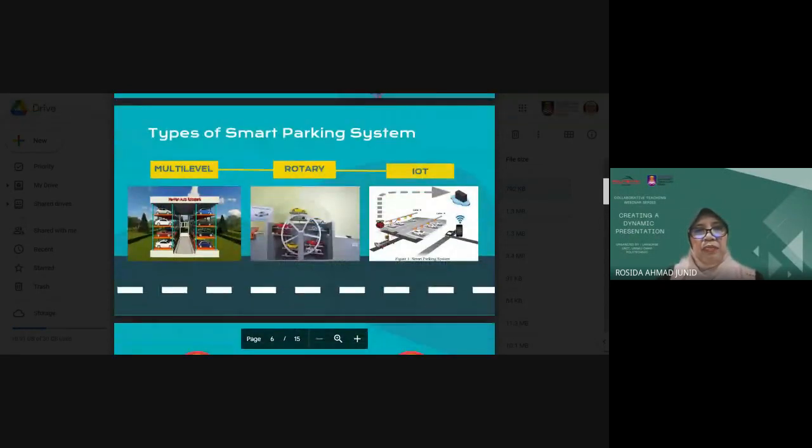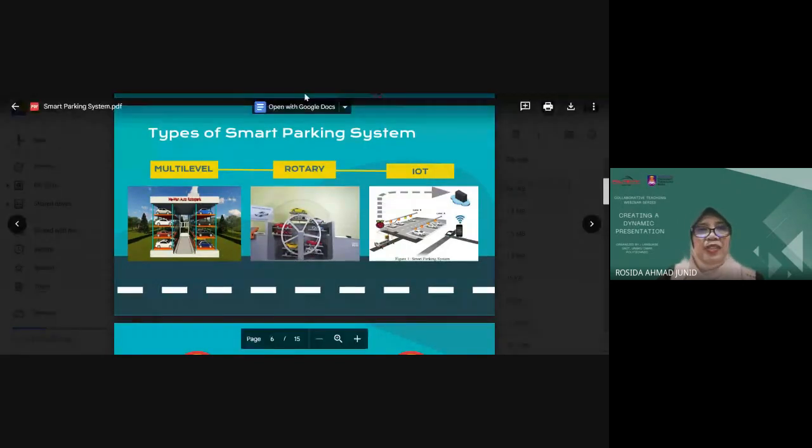Type of smart parking system. No paragraphs. Not many sentences, but they use visual aids. And during the presentation, they will start to explain what is multi-level, what is rotary, what is IoT. This is how you attract audience attention. They'll be looking forward to hear your explanation. So they look at the picture and they are listening to you. People will pay attention to you because whatever you're presenting is interesting.